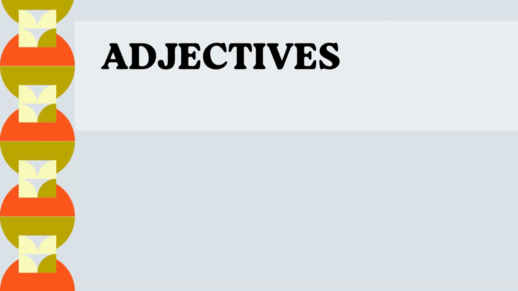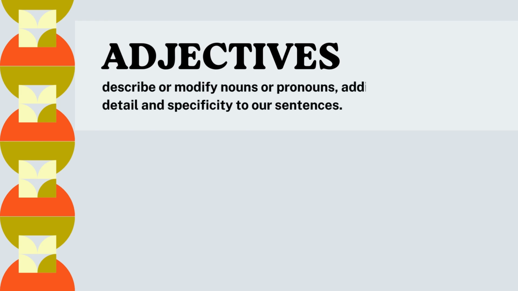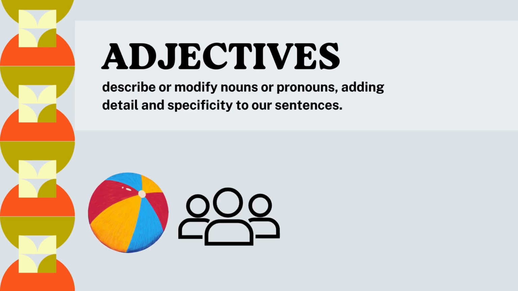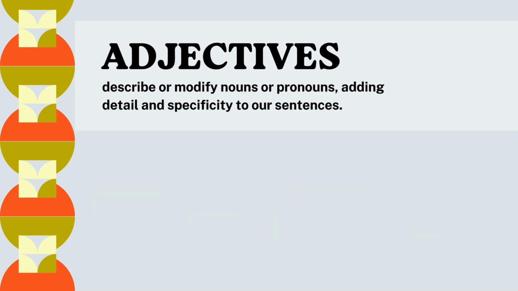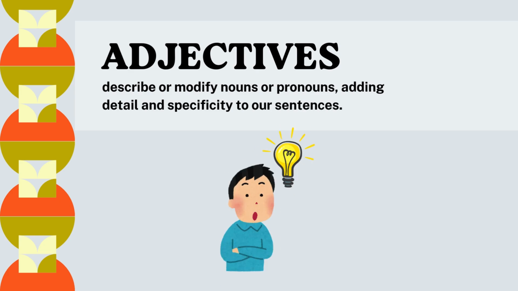Next, let's discuss adjectives. Adjectives are describing words that describe or modify nouns or pronouns, adding detail and specificity to our sentences. They enhance our language by providing more information about the objects, people, places, or ideas we are discussing. Adjectives help paint a clearer picture in the reader's or listener's mind, making our communication more vivid and engaging.